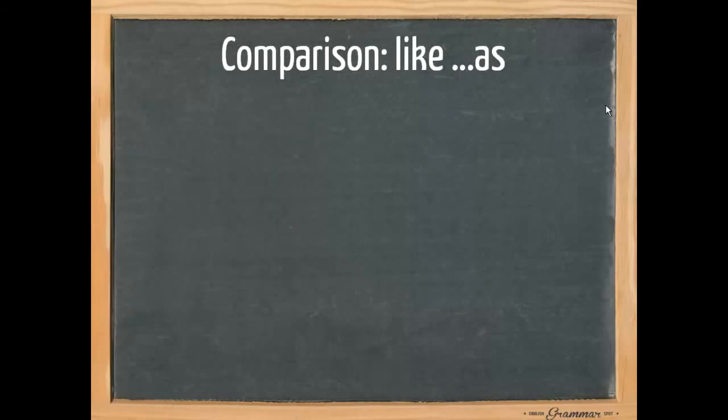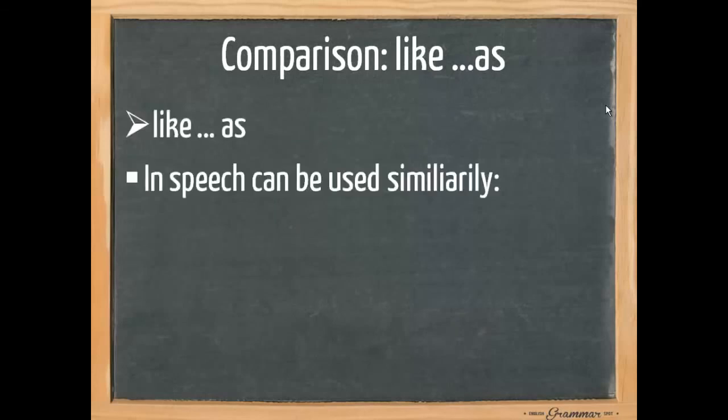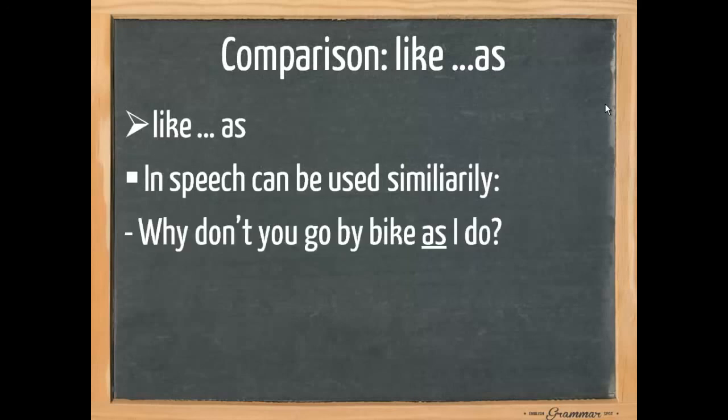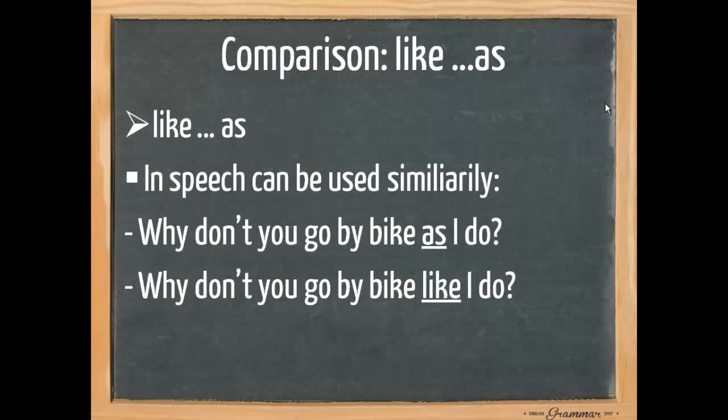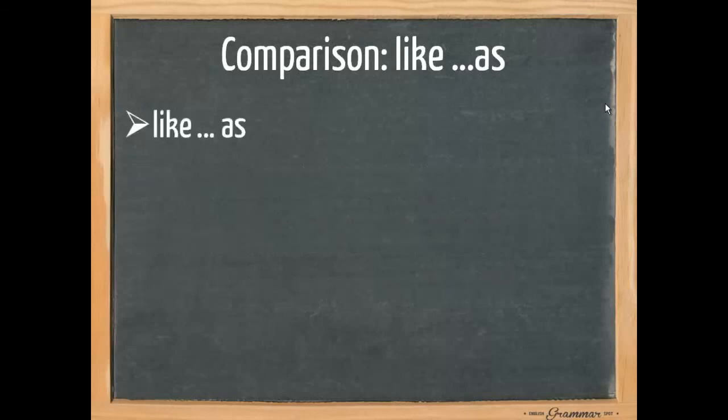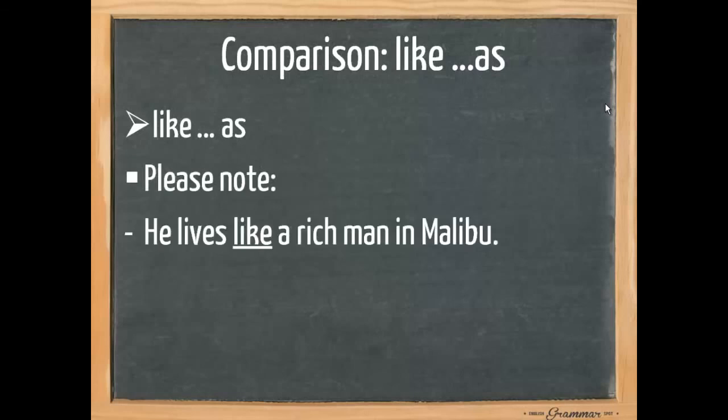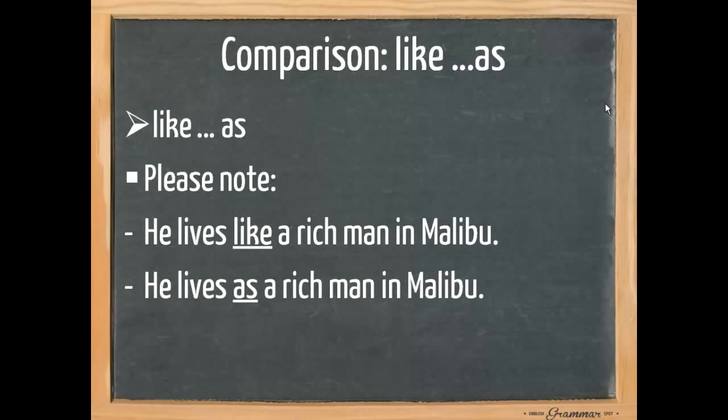Now let's have a look at like or as. In speech, these two can be used similarly, such as why don't you go by bike as I do? Or why don't you go by bike like I do? Yet there is a difference. Please note, he lives like a rich man in Malibu, or he lives as a rich man in Malibu. Here we have a change in meaning. If someone lives like a rich man in Malibu, he's not necessarily rich. But when we say he lives as a rich man in Malibu, this person is definitely rich. So here there's a difference in meaning.